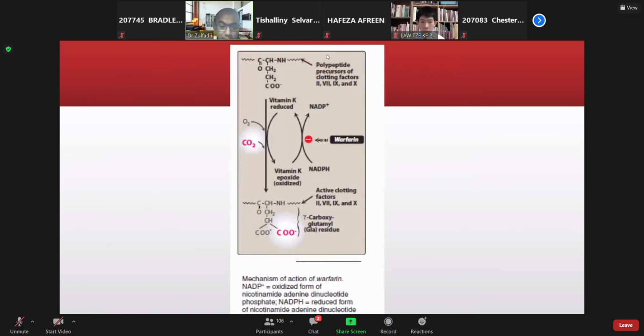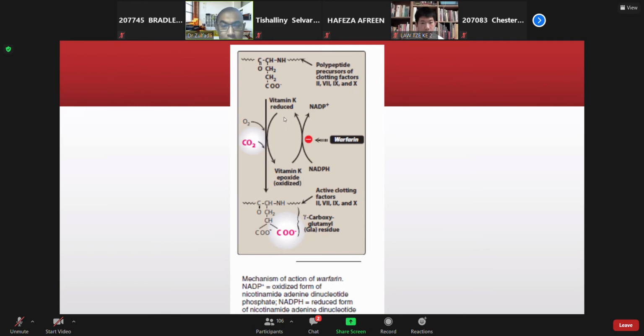So this diagram shows you the mechanism of action of warfarin. Why is warfarin used as an anticoagulant? As I mentioned just now, vitamin K is needed to synthesize clotting factor 2, clotting factor 7, clotting factor 9, and factor 10.